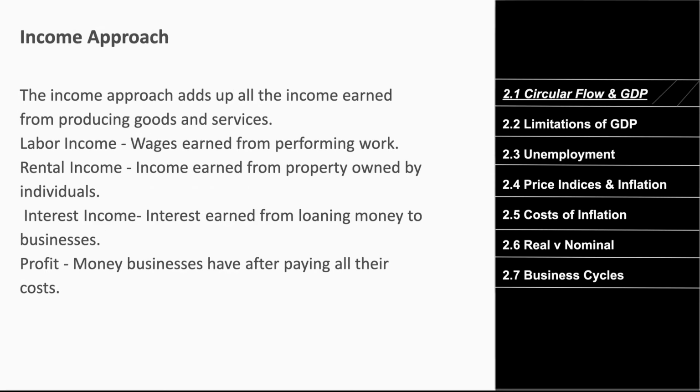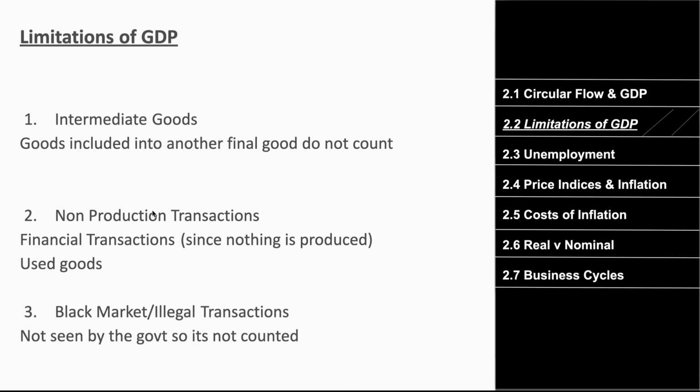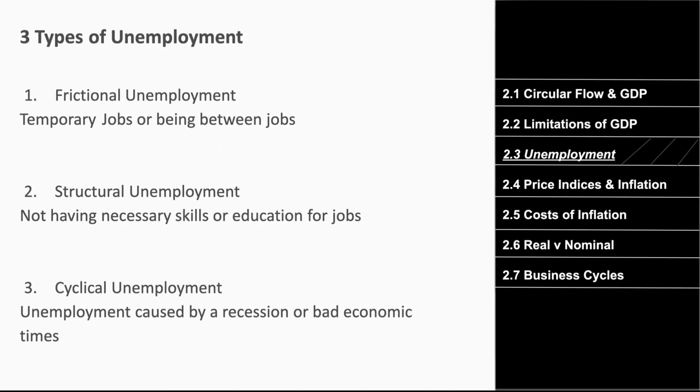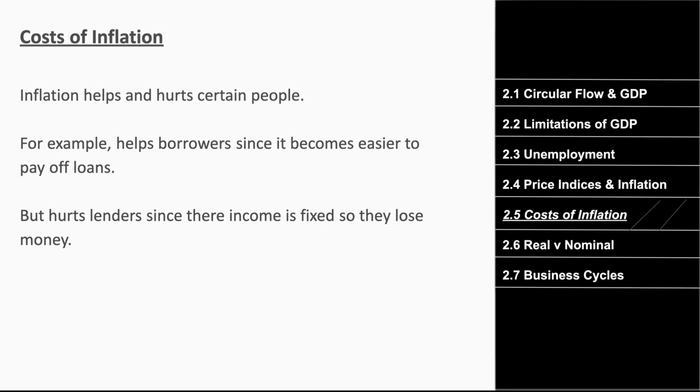Now, this is a very simplified slideshow. There's a lot of stuff we didn't cover. For instance, with unemployment, with frictional unemployment, we didn't cover seasonal unemployment or unemployment caused by AI. There's a lot of different topics in this unit that we didn't cover. I just want to bring you a brief or simplified explanation of this unit.